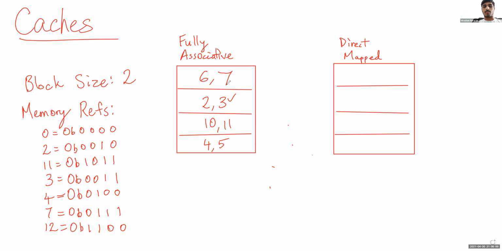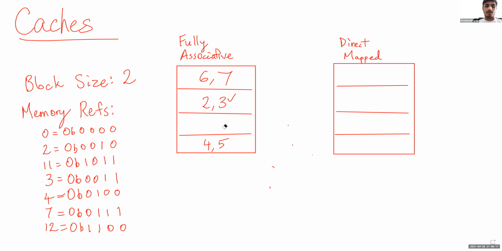Now memory address 12, again, we don't have it. We just loaded 6, 7 in, and right before that, we accessed 2, 3. So the least recently used in this case is this 10, 11 block. So we're going to erase that now.